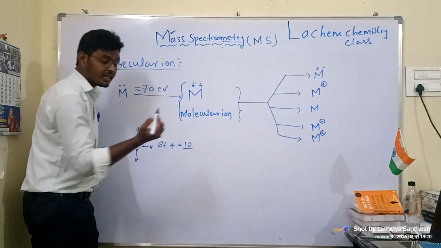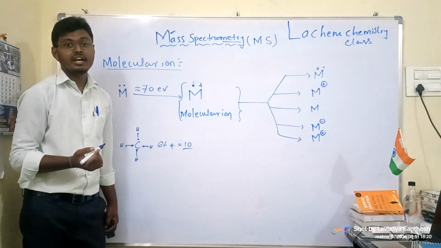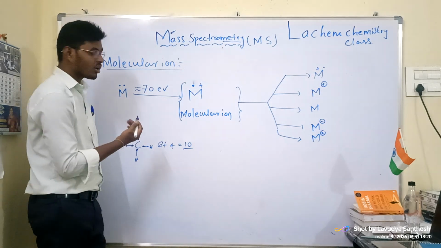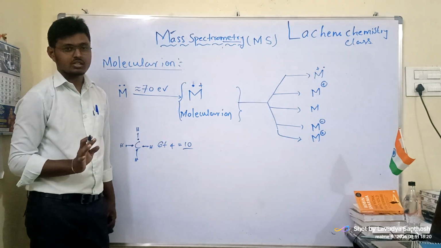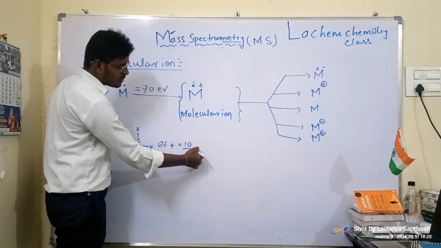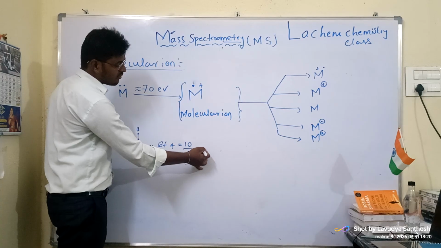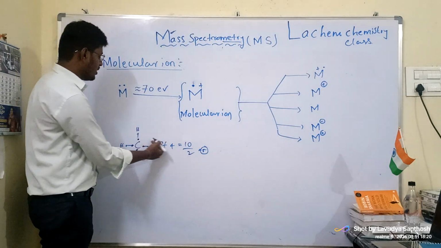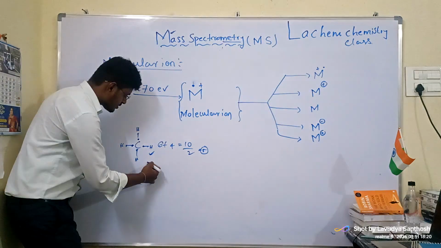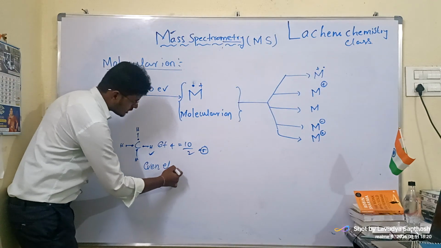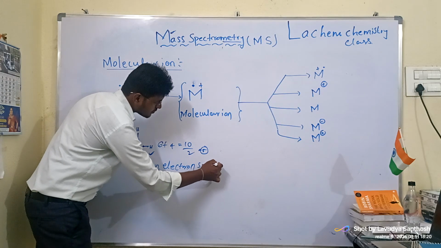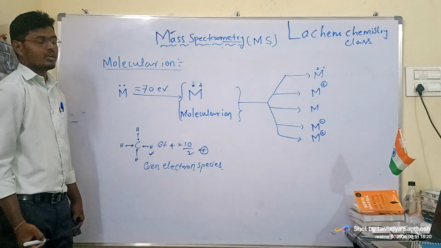10 is an even number. If the number divides by 2 and gives a whole-number quotient, that is what we call even. If you divide this, you will get it is divisible by 2. This is 5. That is nothing but an even electron species.